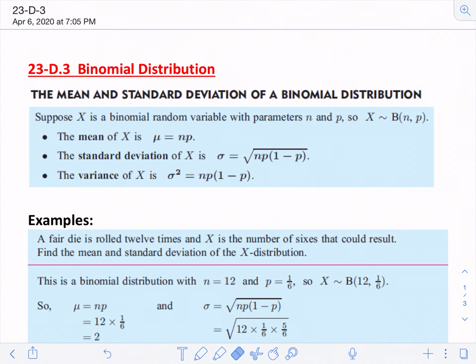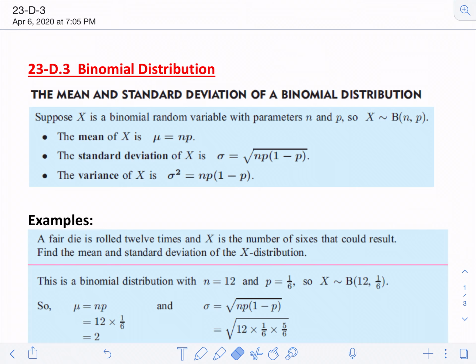Hey everybody, welcome back. Today we are going to finish up chapter 23 with 23D.3, which is the end of our binomial distribution section. And today we're going to talk about the mean and the standard deviation of a binomial distribution.